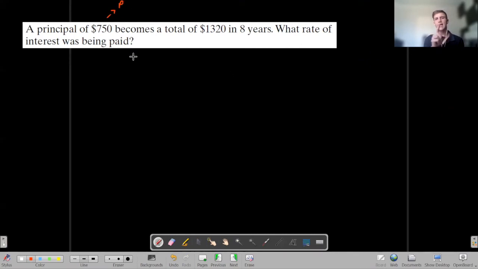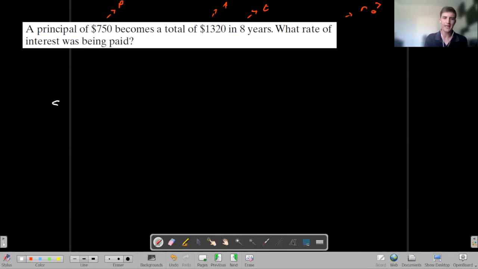Okay, and this becomes a total of 1,320 in 8 years. So this essentially, if we think back to that formula, is A, which is my accumulated amount, or my total amount. Now this is still my time period, T. We're not going to use that formula, but we need to find the rate of interest being paid. So we need to find R.